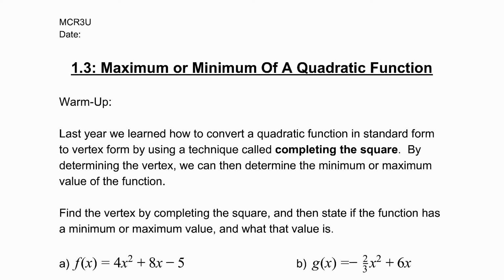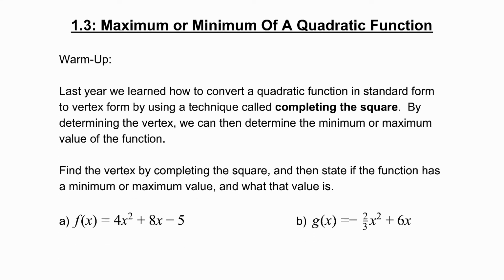And two ways that we went about determining the vertex in grade 10 is either you can find the zeros, either factoring or the quadratic formula, and we know that the axis of symmetry is right in between the two zeros, and that's how we get the x value. And then given the x value, you can find the y value of the vertex by plugging into the equation.